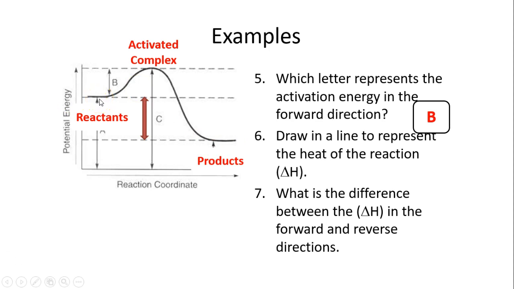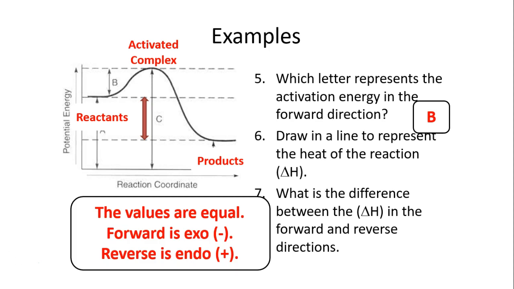So there really is not a difference between the amount of energy released or required for this reaction to happen. The only difference is the sign. So the two values are going to be equal, but the forward direction will be, for this particular reaction, exothermic, and the reverse reaction is going to be endothermic. Now that's not always true. If we had a forward direction that was endo, then the reverse is going to be exo.